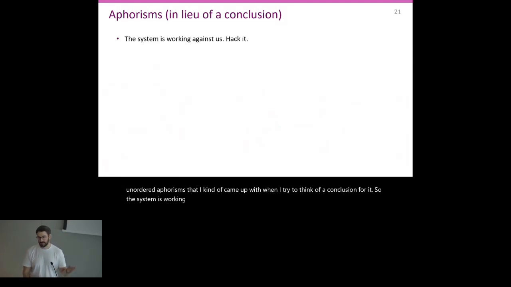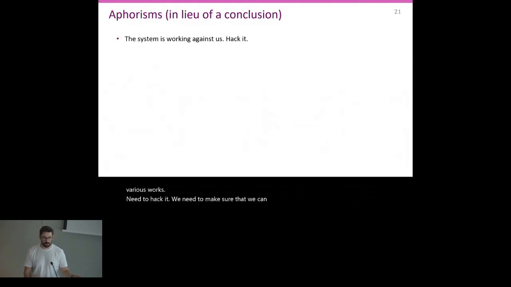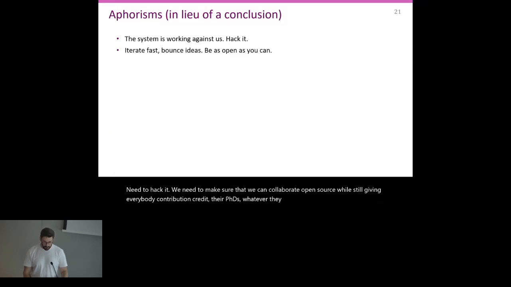This is something that I guess everybody has learned in the various work. So we need to hack it. We need to make sure that we can collaborate open source while still giving everybody contribution, credit, their PhDs, whatever they want, right? We need to iterate fast. This echoes what John Jumper said. We need to bounce ideas. And in science, this means you need to be as open as you can. And this is difficult.